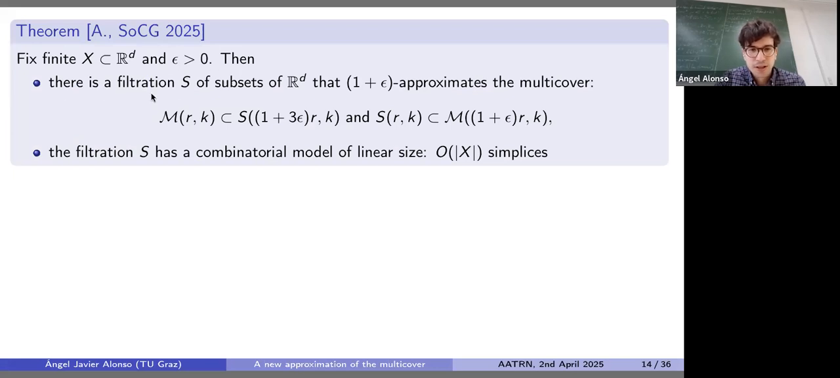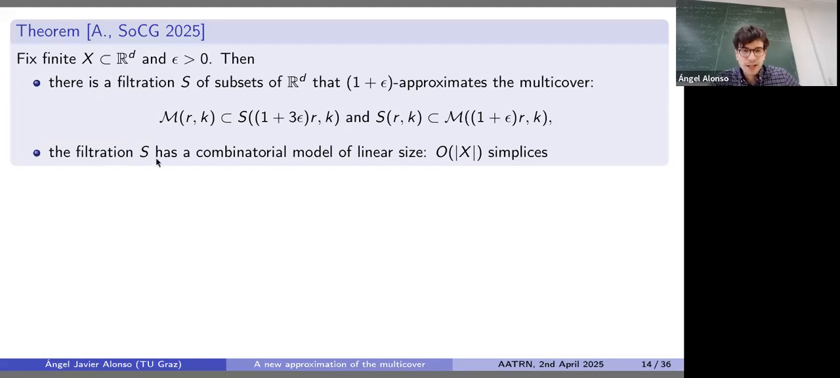Then the theorem says as follows: there is a filtration S of subsets of Rd that 1 plus epsilon approximates a multicover. What do I mean by this? Well, if we take the multicover at some radius r, then this is included in this filtration S just by increasing the radius a little bit. We have an inclusion in 1 plus 3 epsilon times r, and vice versa. If we start with this filtration S at some radius r, then we have an inclusion in the multicover just by increasing the radius just a little bit, 1 plus epsilon times r.